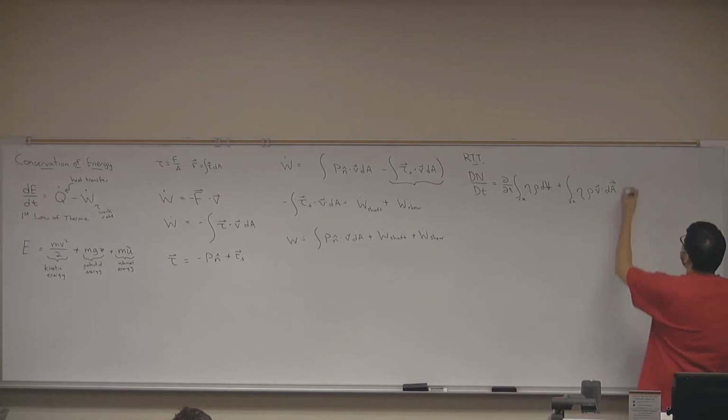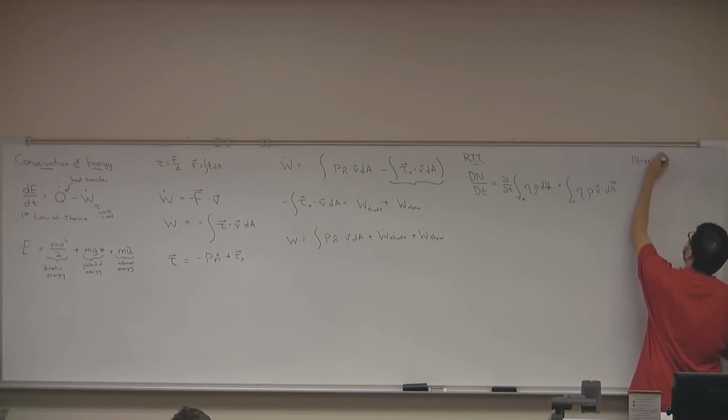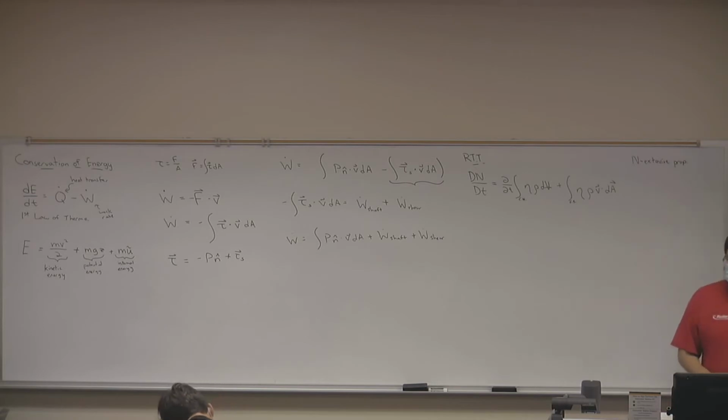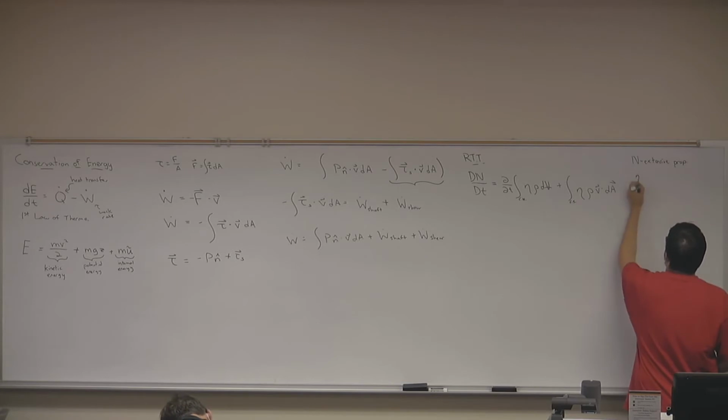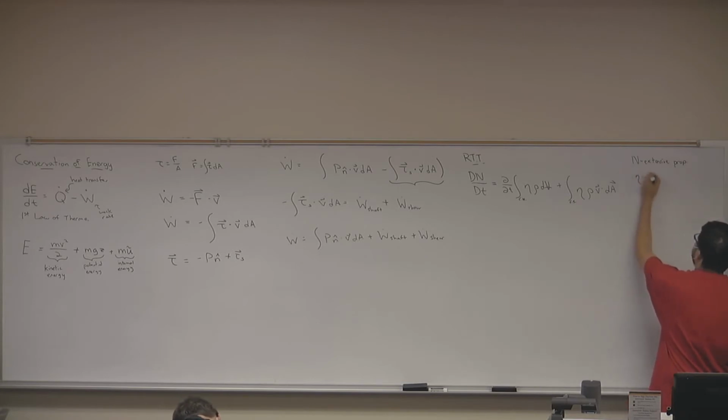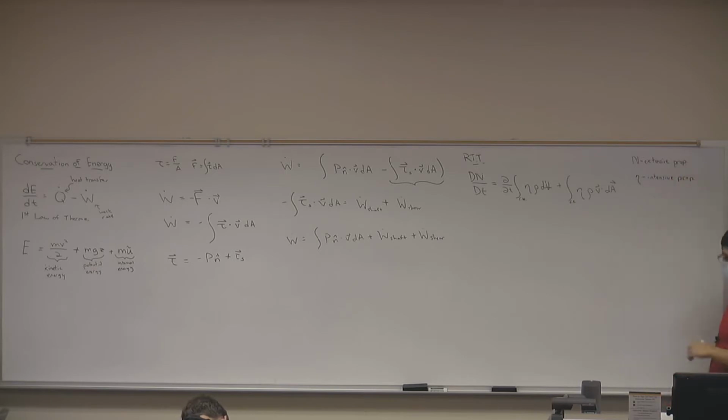So N, as a review, is an extensive property. And extensive properties are those that depend on mass. Eta is its corresponding intensive property. And these intensive properties are those that do not depend on mass. So how do we relate eta and N? Well, the intensive property is equal to the extensive property divided by mass.